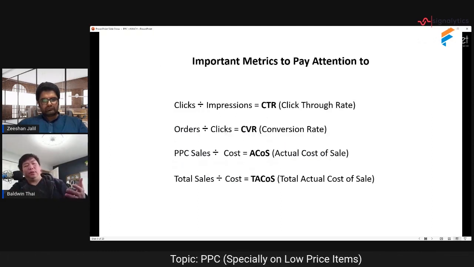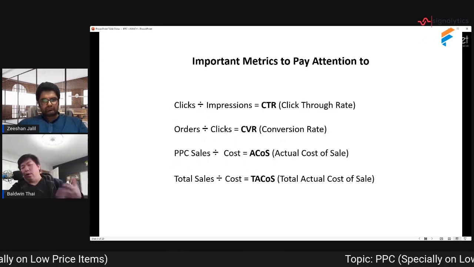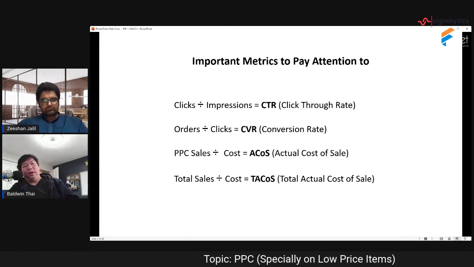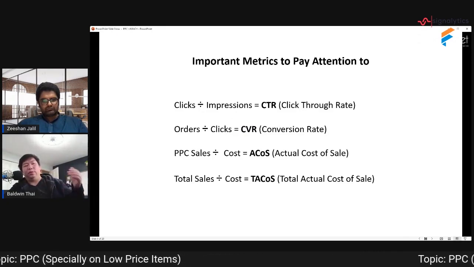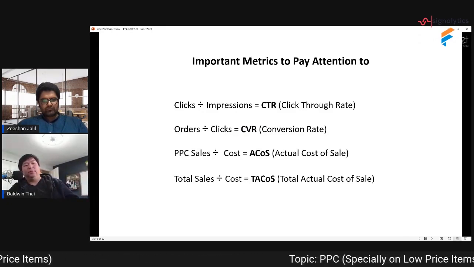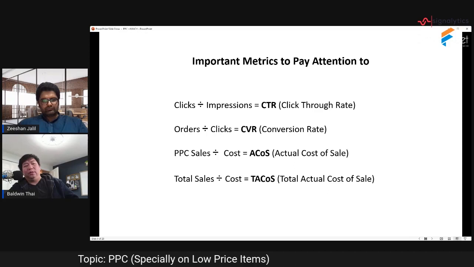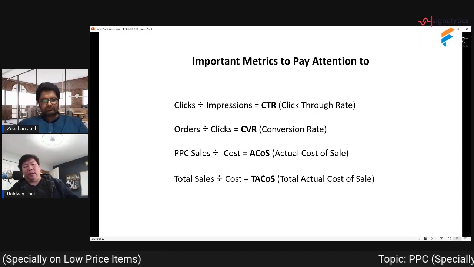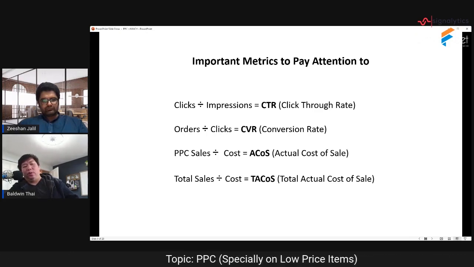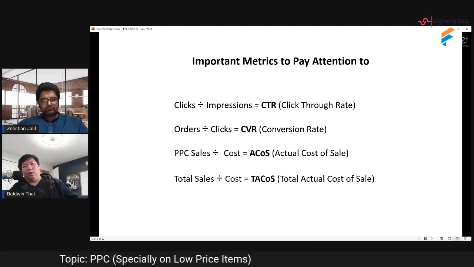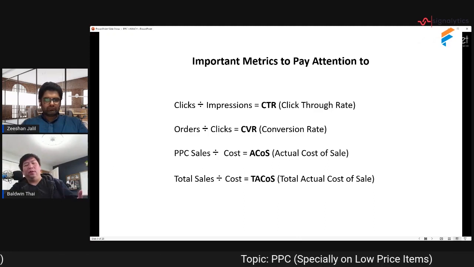Okay, important metrics to know are click-through rate, conversion rate, ACOS, and total ACOS, otherwise known as TACOS. Click-through rate is clicks divided by impressions. Conversion rate is orders divided by clicks. ACOS is PPC sales divided by cost. And total ACOS is total sales divided by cost. These are the four main metrics that you really should concentrate on or use as KPIs in order to figure out how well your campaigns are going.